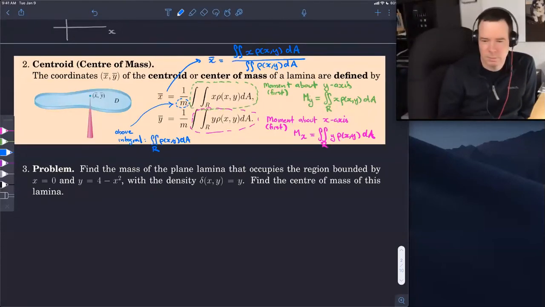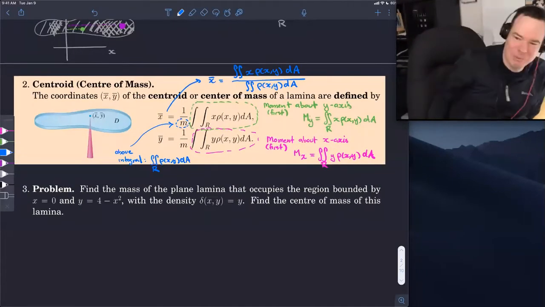Is the mass integral the 0th moment? It's technically x to the 0. Yes, it is. It's a good observation. Yeah, that would be the 0th moment.